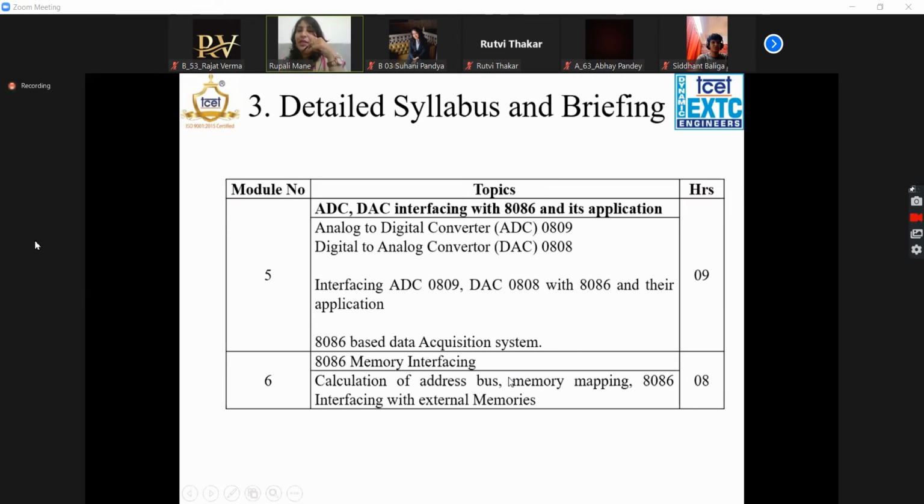So in this chapter, we are going to interface memories, various memories, 4 kilobyte, then 16 kilobyte, 8 kilobyte memories to the 8086 microprocessor. And various configurations we are going to see, various mappings we are going to see here in this chapter. So this is about all 4 modules.